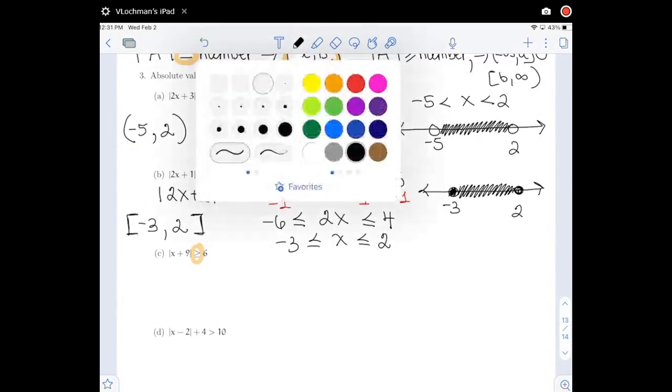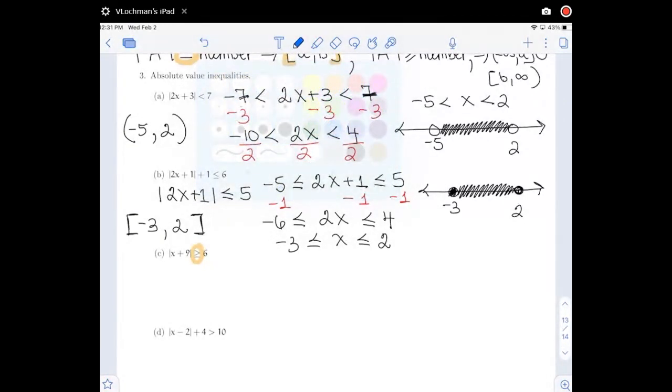I'm going to use a different color. The methodology here is slightly different. We're going to set up two parts of the inequality. We would say x plus 9 is greater than or equal to 6, or x plus 9 is less than or equal to negative 6. And this is how we drop the absolute value for the inequalities where the inequality goes the other way around.